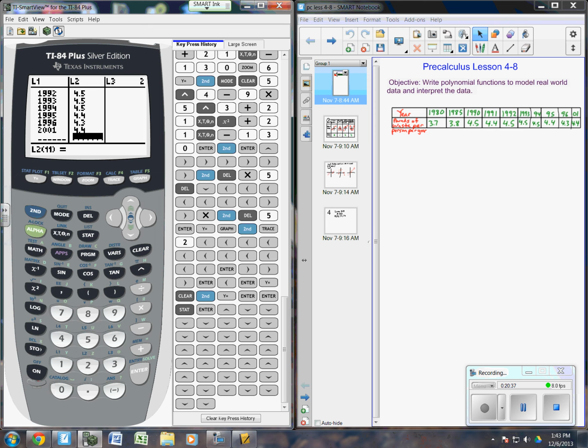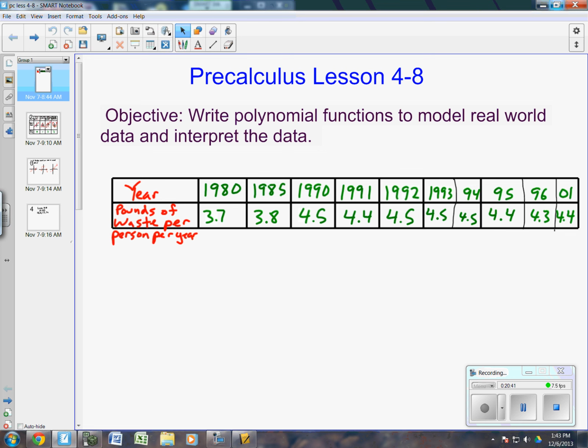Okay? I'll make this bigger for a second if you can see this. Those are the numbers you're supposed to have in there. Okay? You need to have that data in your calculator, then you're going to know how to do this. Okay, are we there?